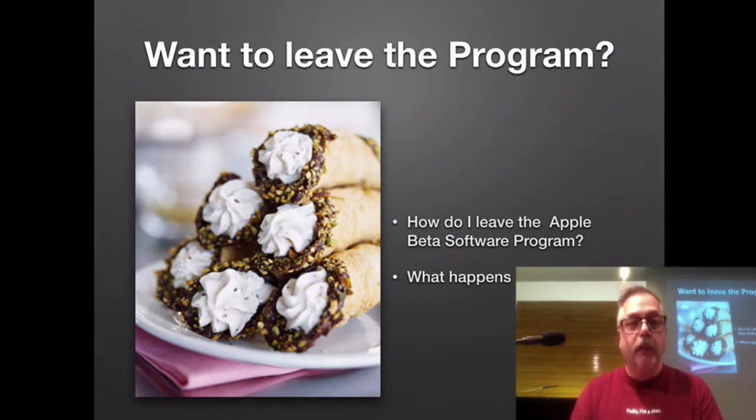So, to leave the program, you simply log into the beta software program page and you unenroll. That's all there is to it. You follow the instructions and life is nice and simple, and you're now outside of the program.